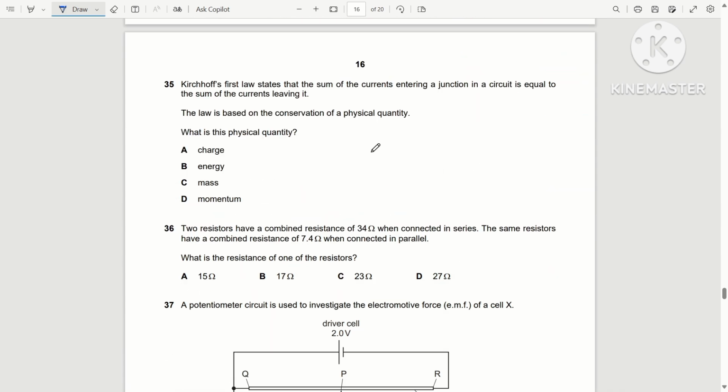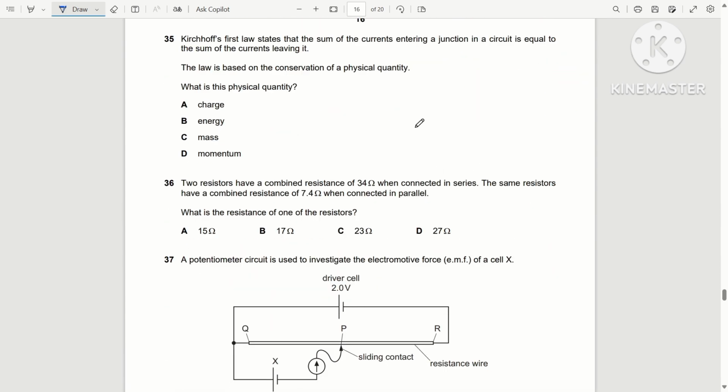Question 35. Kirchhoff's first law states that sum of the currents entering a junction in a circuit is equal to the sum of the currents leaving it. The law is based on the conservation of a physical quantity. What is this physical quantity? It is based on the law of conservation of charge only.